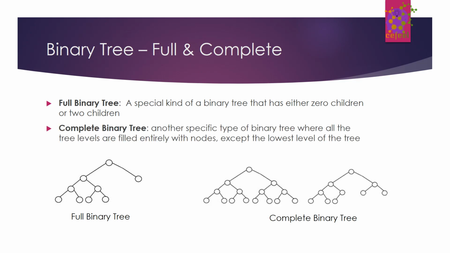Then a complete binary tree. So a complete binary tree is a tree where at every level the nodes are completely full except at the last level where it might not have all the nodes. So here we can see a complete binary tree. This one has all the nodes in all levels. In this case it has all the nodes in 3 levels, but the last level only has 3 nodes. So this is what a complete binary tree is.